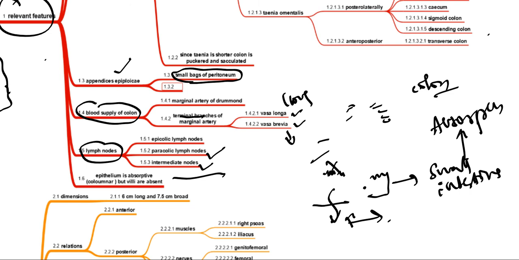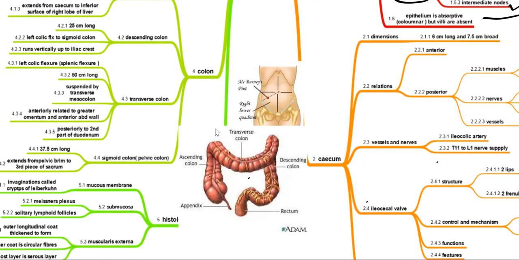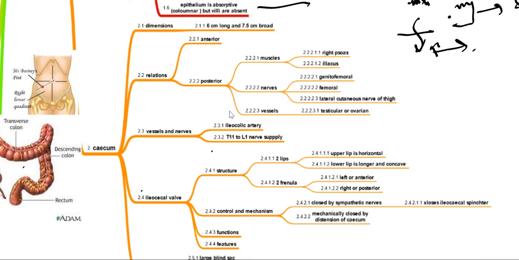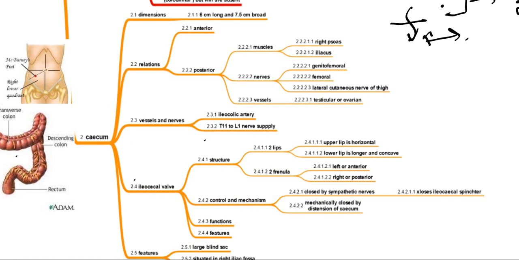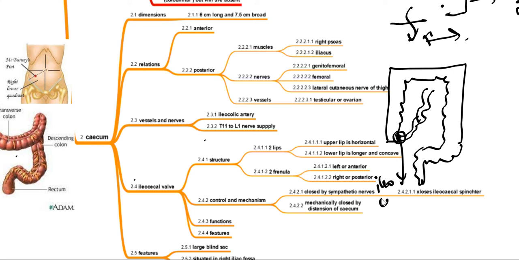Next we go to the cecum. First of all, the cecum is the starting point, the first part, of the large intestine. The large intestine is present here. The small intestine comes and ends into a blind opening, which is called the ileocecal junction.